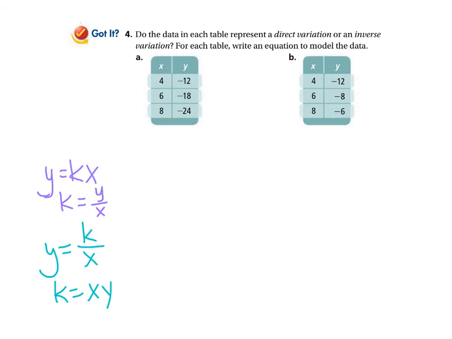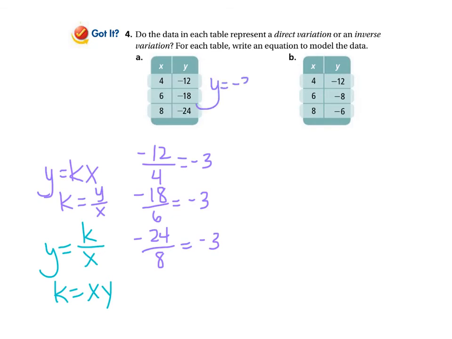Let's do direct first. Negative 12 over 4, negative 3. Negative 18 over 6, negative 3. Negative 24 over 8, negative 3. Definitely a direct variation. y equals k times x, y equals negative 3x. All right, try the other one.